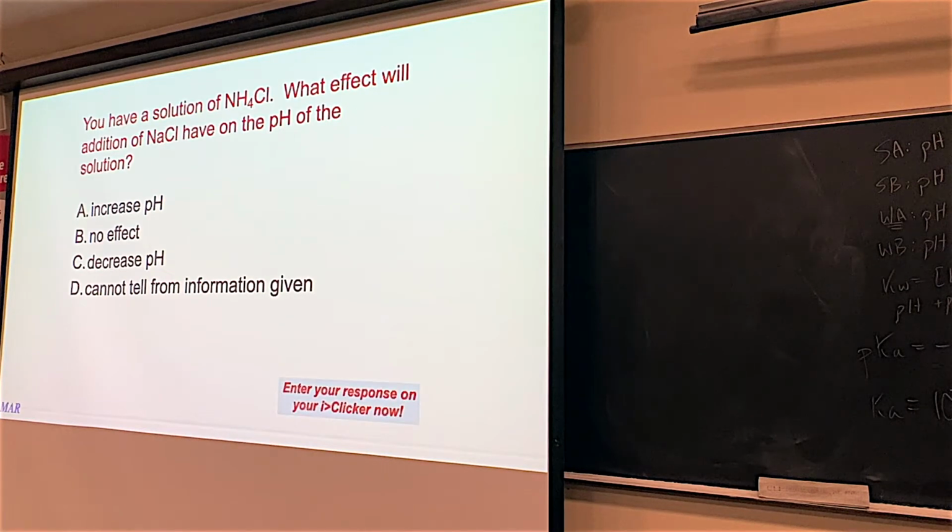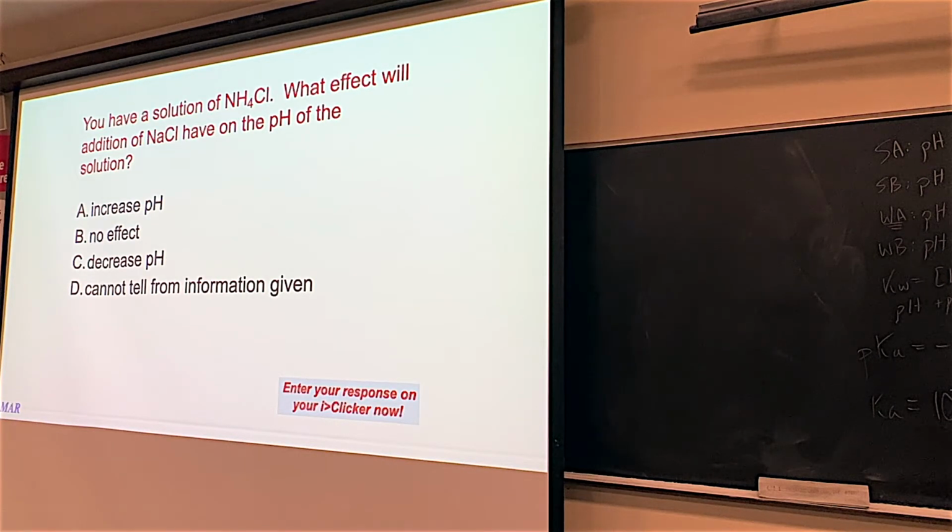Now, here's another question. We've got another solution of something, who cares? We're adding NaCl to it. What will be the effect on the pH? Well, if the things you're adding are conjugates of strong acids and strong bases, there's no effect on pH. So when I look at this problem, I know that Na+ is the conjugate of NaOH, a strong base. And I know that Cl- is the conjugate of HCl, a strong acid.